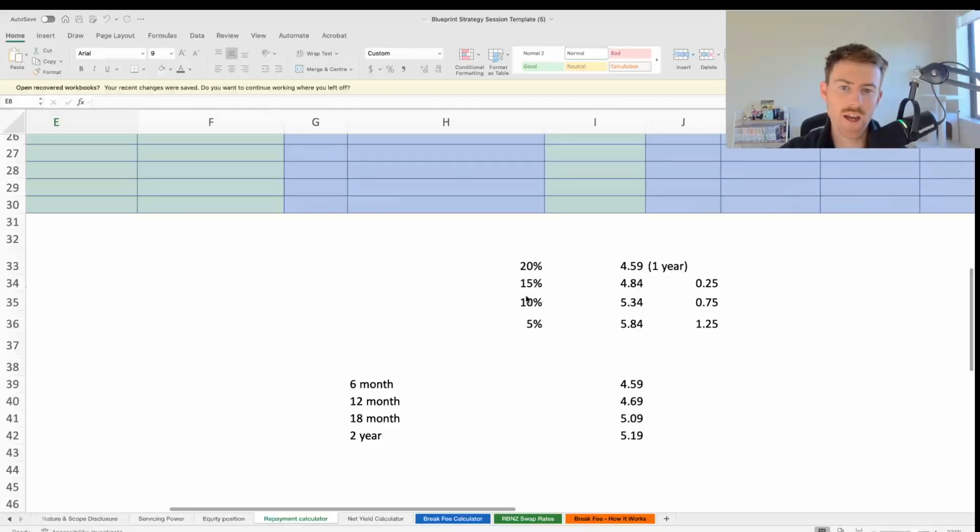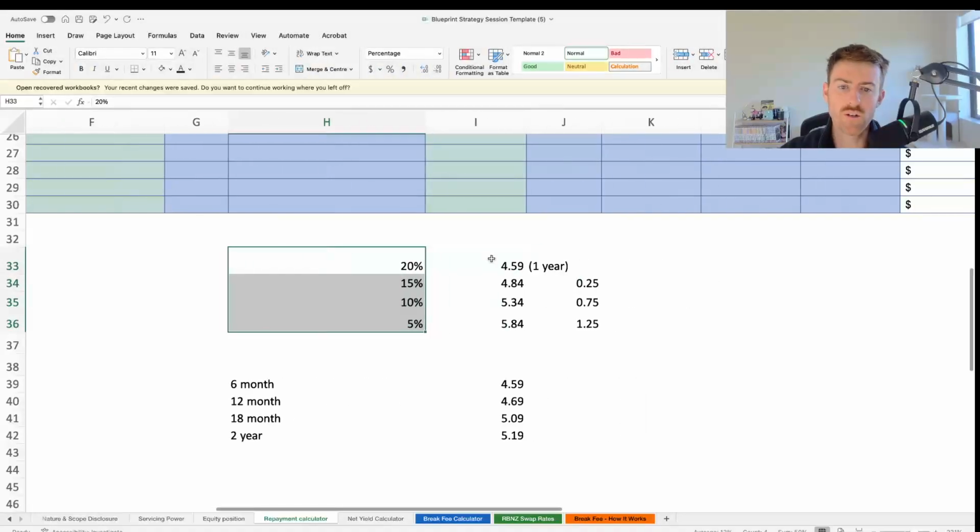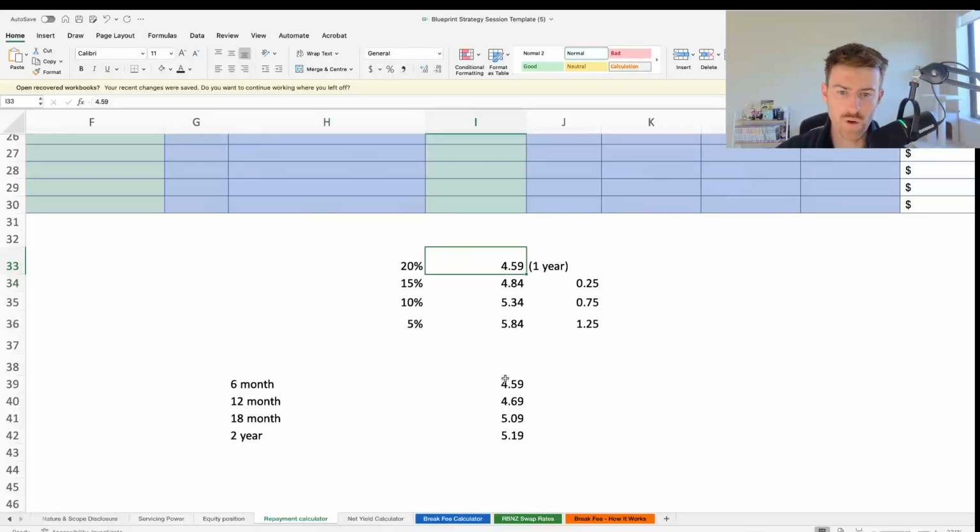But basically, depending on how much deposit you have when buying a property will dictate what interest rate you have, because you are more risk to the bank if you have a lower deposit. So if you have a 20% deposit, for the 1 year fixed rate currently you'd probably expect something like 4.59. I've actually said here it's 4.69, but let's just say it's 4.59 for the sake of this video. When you're watching this, the rates might be a little bit different.